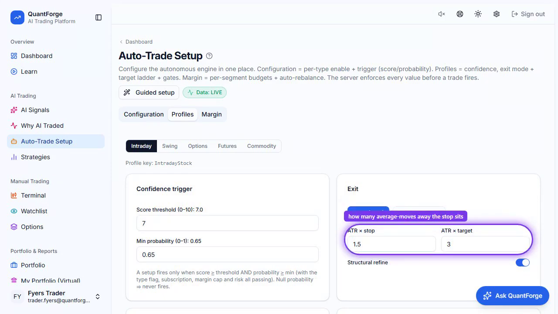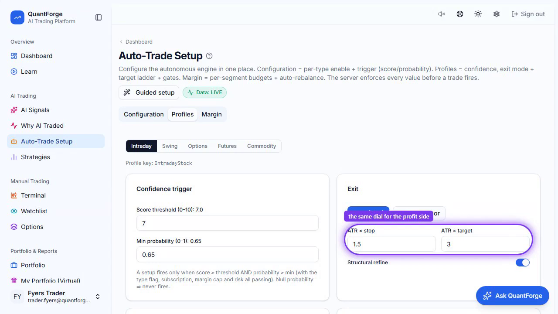Below that are ATR times stop, and ATR times target. These two multiples are the dials of the whole exit. ATR times stop of, say, 1.5 places the stop 1.5 average moves away from entry, close enough to cut a loser, far enough to survive normal noise. ATR times target does the same for the profit side.